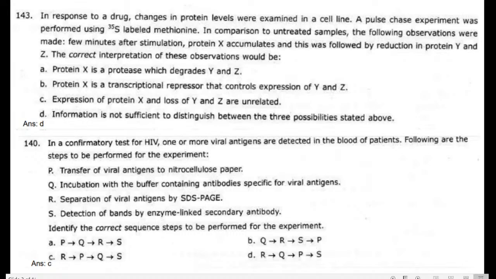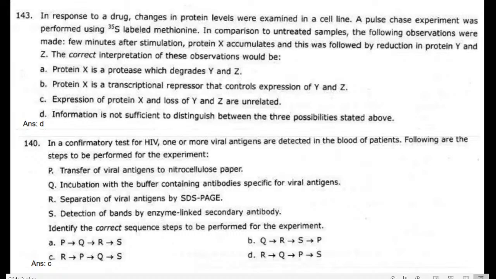They are growing the cells in a medium. After a particular period, they are exposing the cells to the radiation. The radioactive molecule is the S35 labeled methionine. It is added to the cells. This is the statement about the experiment.